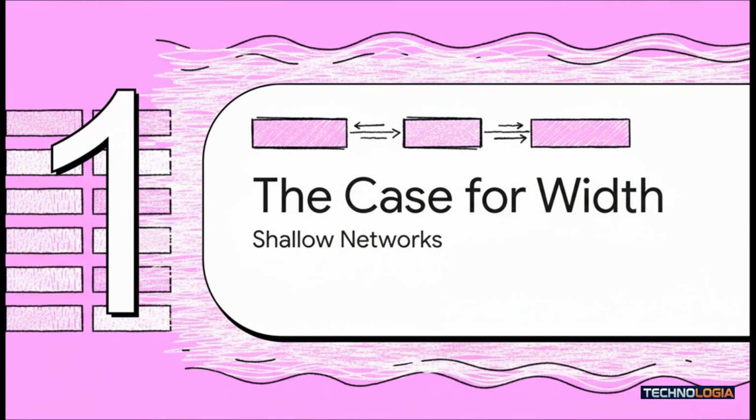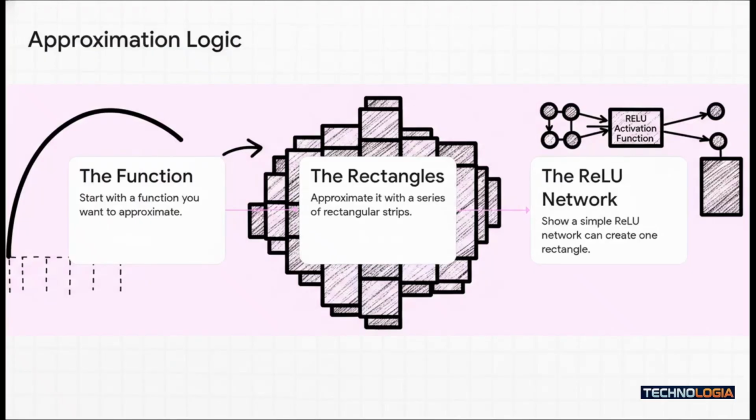So let's actually start with the case for width, which is surprisingly powerful. I know, we hear about deep networks all the time, but it turns out that, at least in theory, a really wide but shallow network can do something, well, pretty amazing. This slide breaks down a really cool idea. So imagine any smooth curve, any function you want your network to learn. You can get a pretty good approximation of it just by stacking a bunch of little rectangular blocks underneath it, right? Kind of like a Riemann sum from calculus. Well, here's the kicker. A simple single-layer network that uses ReLU activations, which are basically just little on-off switches, is perfectly designed to create exactly one of those rectangular blocks.